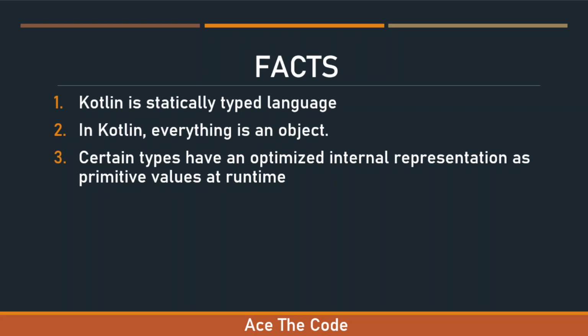Another important part is that some data types of Java became classes in Kotlin, like int, long, byte, short, float, double, boolean, and char. But internally, these data types are represented as primitive values at runtime for performance optimization. This is a concept related to boxing and unboxing that we will discuss in upcoming videos.